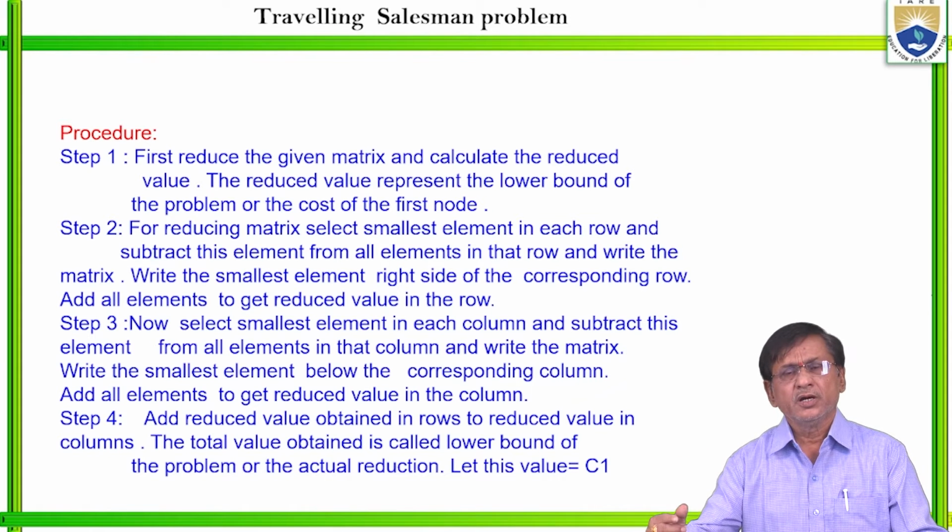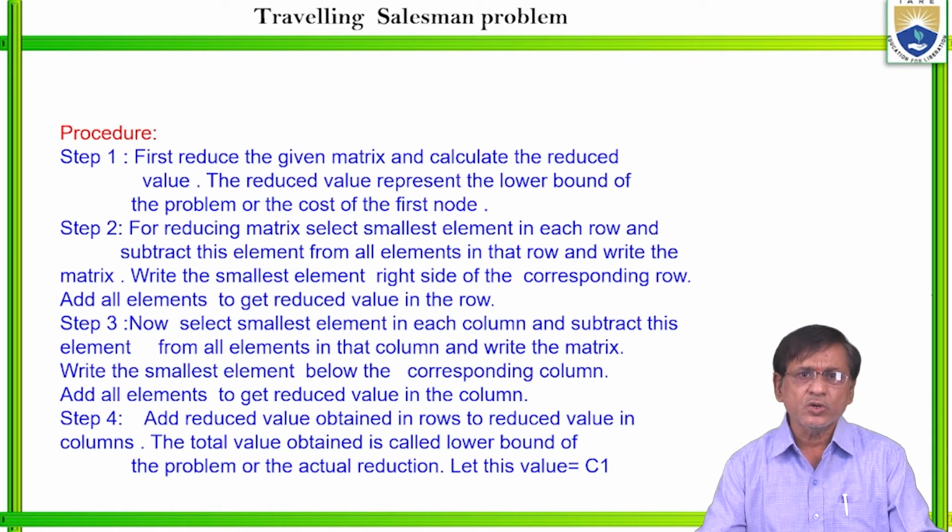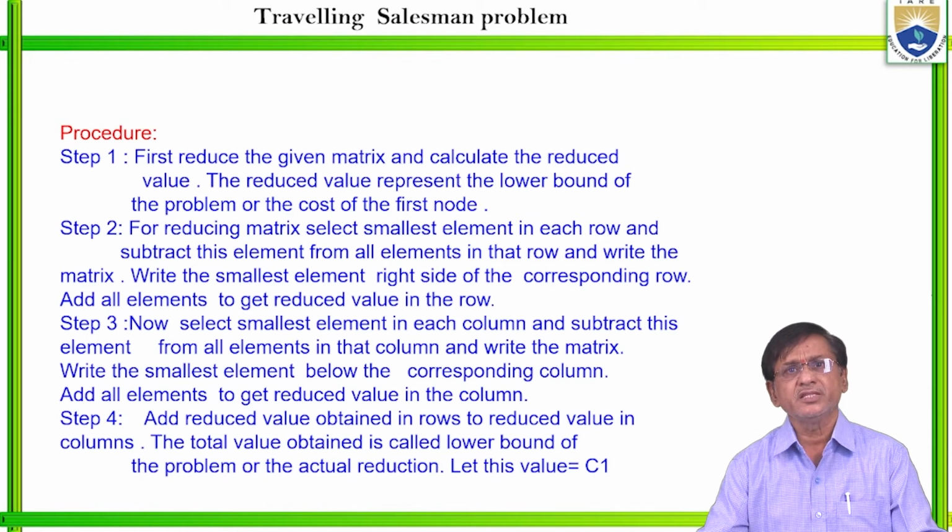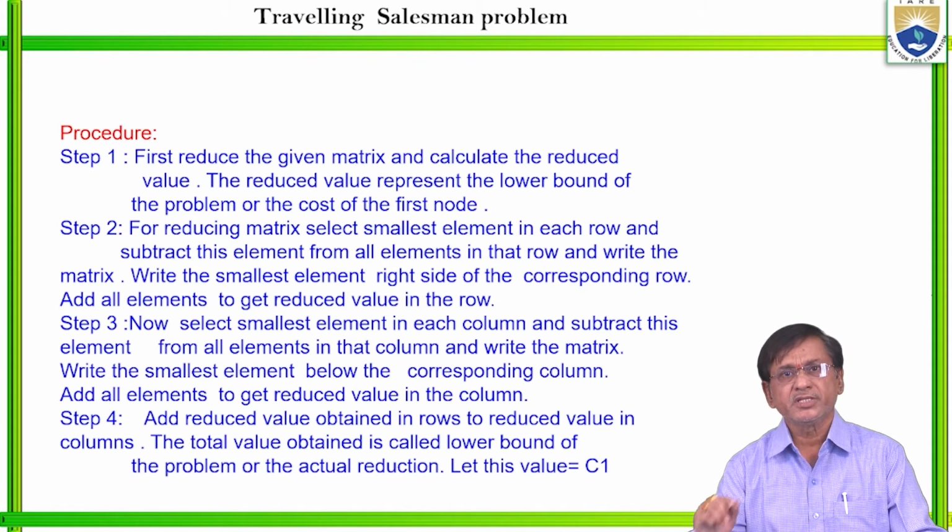For reducing the matrix, first select the smallest element in each row and subtract this element from all other elements in that row, and write that element on the right side of the row. Next, select the smallest element in each column and subtract this element from all other elements in that column, and write that element below that column. Repeat the same procedure for all the rows and all the columns.